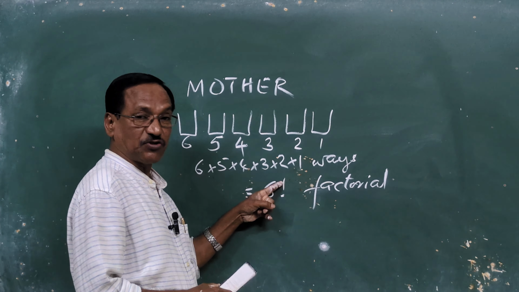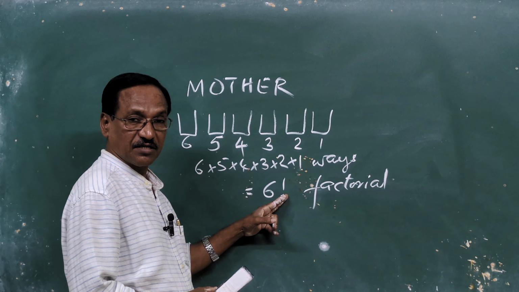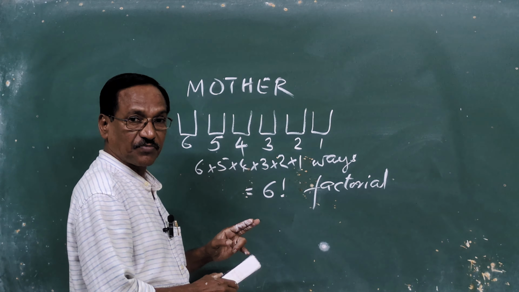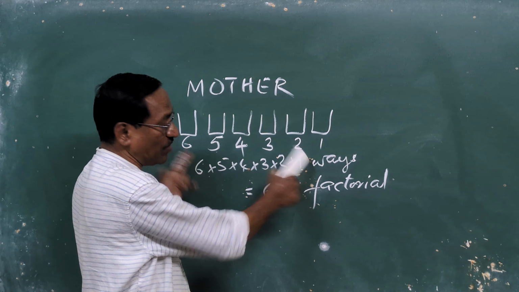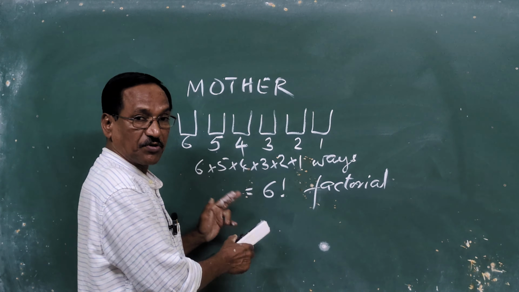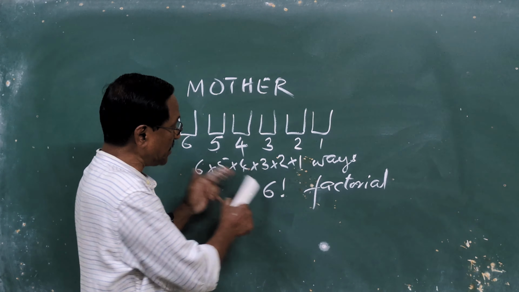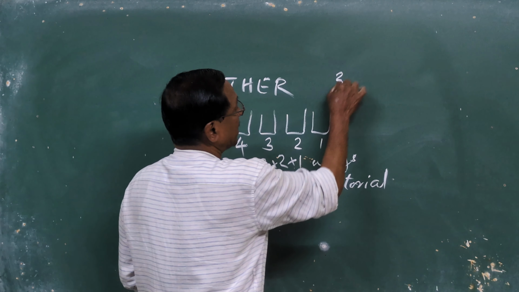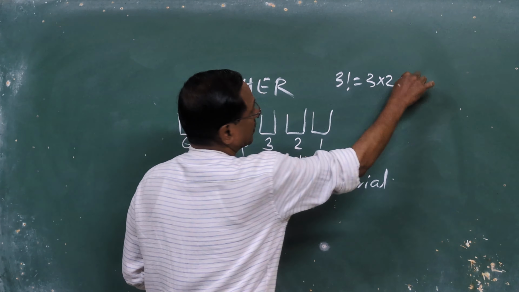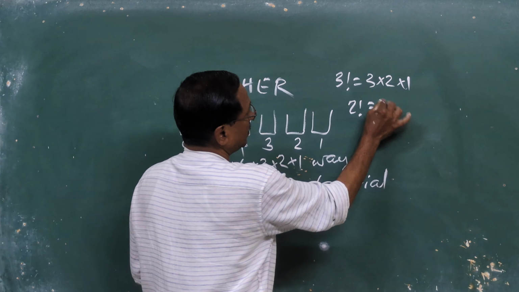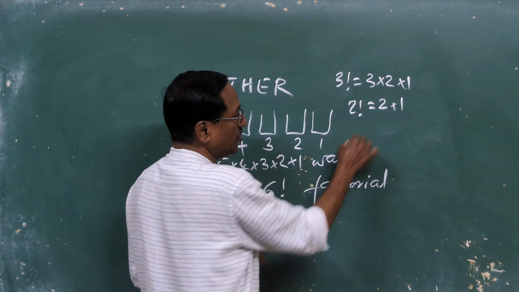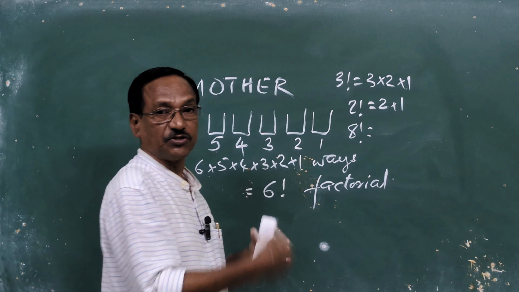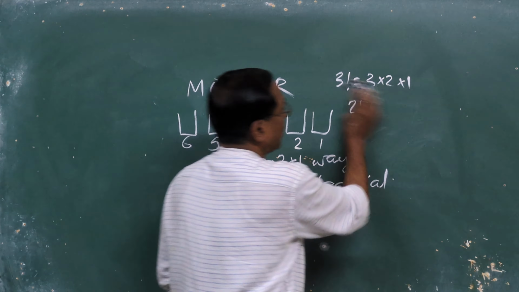When we put this factorial symbol after an integer, after a natural number, it means it is the continued product from that number to 1. It is a continued product of all the natural numbers from that number to 1. That means if you write 3 factorial, it means 3 into 2 into 1. If you write 2 factorial, it means 2 into 1. If you write 8 factorial, it is 8 into 7 into 6 into 5 into 4 into 3 into 2 into 1. That's the meaning of factorial.